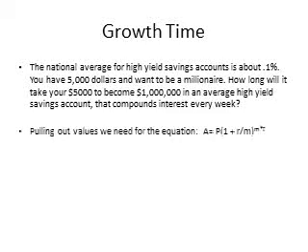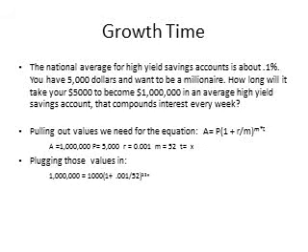Pulling out values we need for the equation, we get A equals P times 1 plus R over M to the MT. So A is going to be 1 million, that is the amount we want. P is $5,000, the amount that we have. 0.001 is the interest rate. M is 52, and T is x, which we're going to be solving for. Plug those in to get this formula. Again, the work is going to be shown on the next slide.